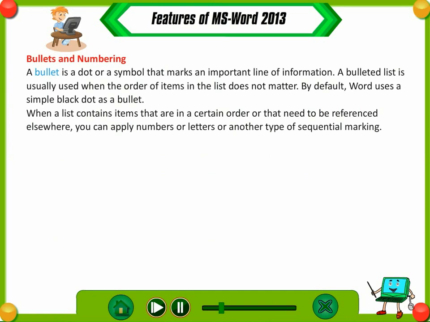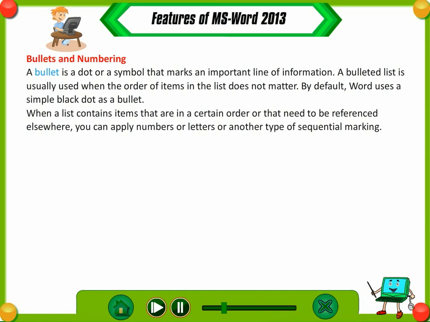Bullets and numbering. A bullet is a dot or a symbol that marks an important line of information. A bulleted list is usually used when the order of items in the list does not matter. By default, Word uses a simple black dot as a bullet.